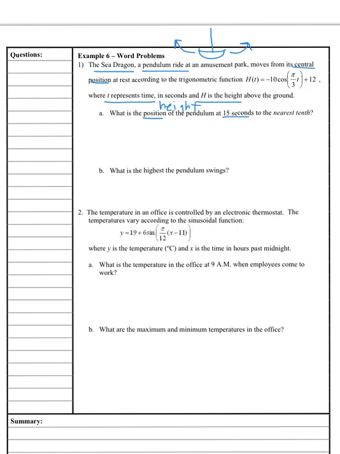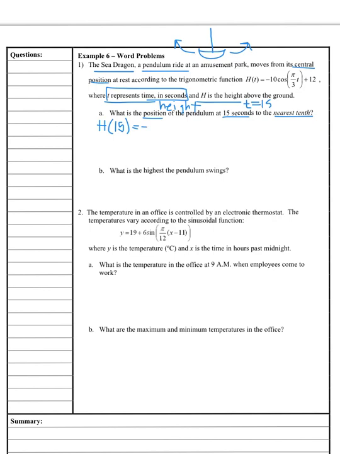At 15 seconds, to the nearest tenth. So they're asking you what the height is after a certain amount of seconds. And t represents time in seconds, so they're asking you basically to plug in t equals 15. So we're going to find h of 15. So after 15 seconds, what's the height?